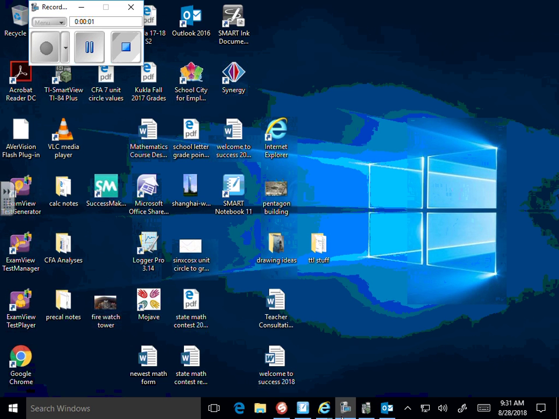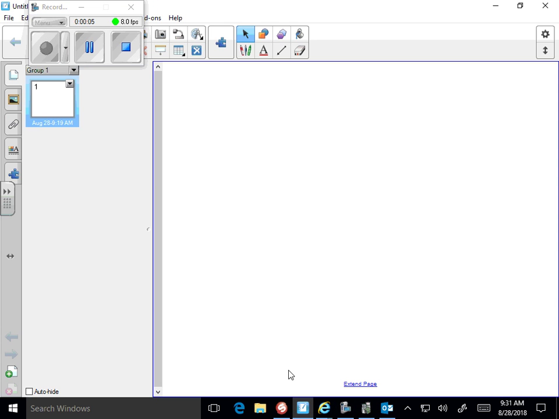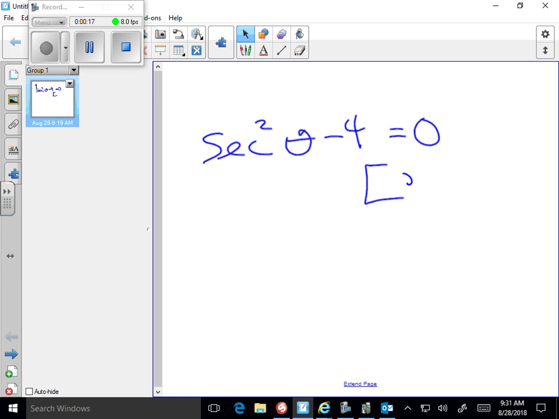We can do some problems with both. So here's our first one. We'll start off nice and gentle. Secant squared theta minus 4 equals 0. And let's be on 0 to 2 pi.